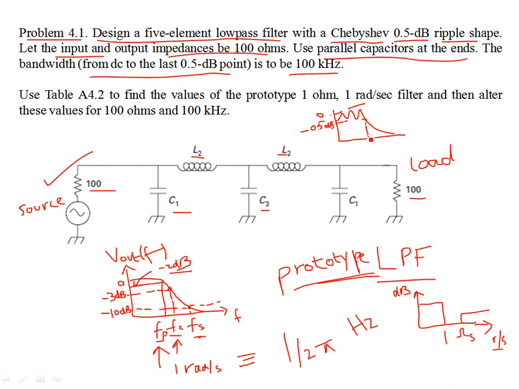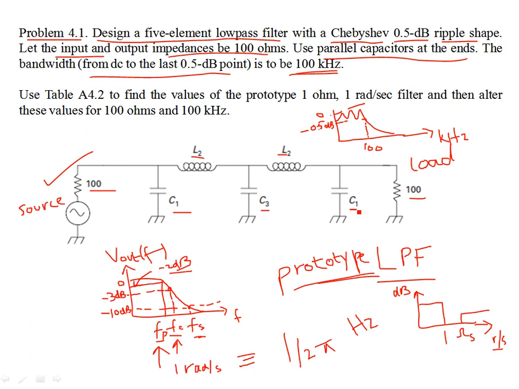So this bandwidth is specified as that of a low pass filter, or the pass band edge, and this should be about 100 kilohertz. If this scale is in kilohertz, then this should be 100 kilohertz. So this is the specification for the pass band, and the input and output impedances are 100 ohms, as you can see. The circuit is going to consist of shunt capacitors at both the source and the load end.